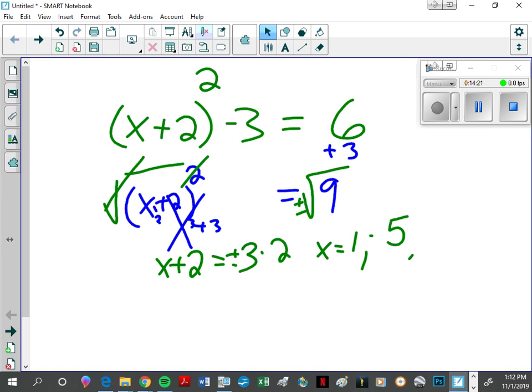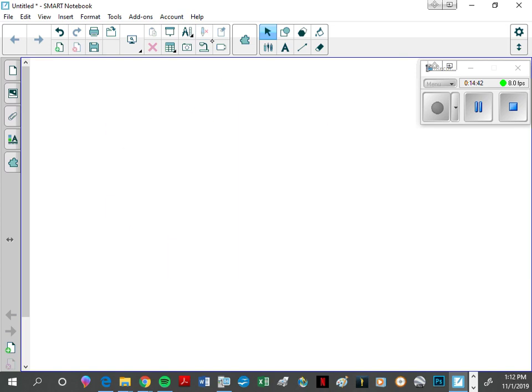So 1 plus 2 is 3. 3 squared is 9. 9 minus 3 is 6. But negative 5 plus 2 is negative 3. And negative 3 squared is also 9. Minus 3 is 6. So for the simple ones, you can kind of work it out in your head. But for these more complicated ones, it doesn't really work out that way. All right. Let's do this.